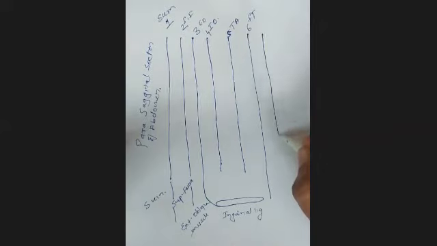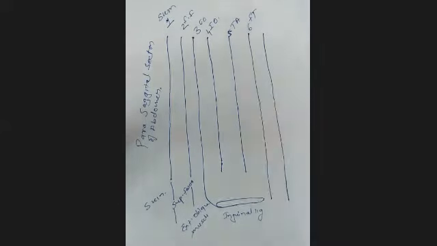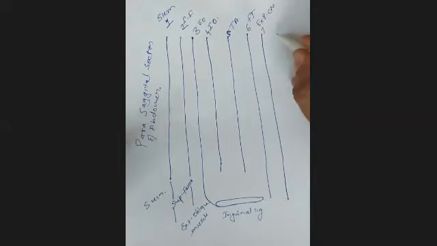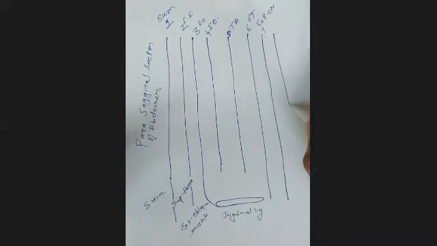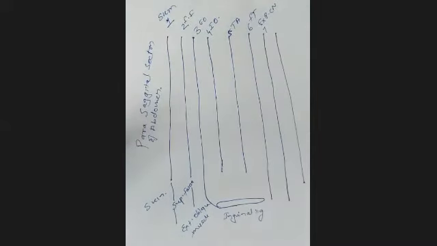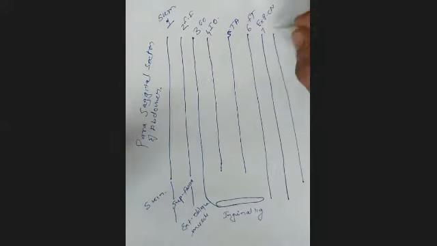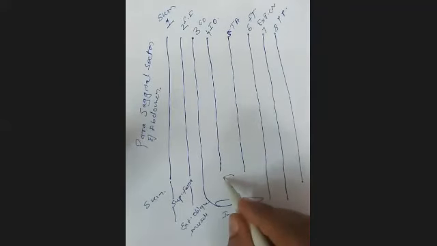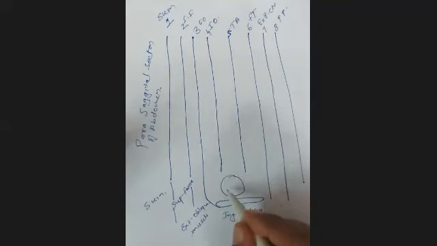Layer 7 is extraperitoneal connective tissue. And layer 8 is parietal peritoneum. So here lies the inguinal canal.